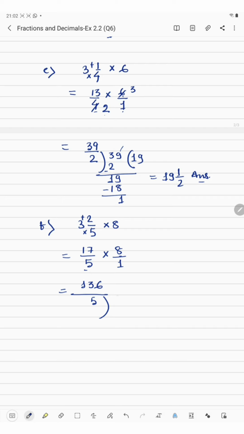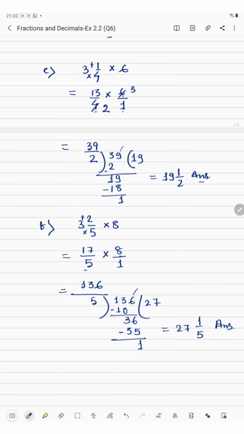Now we have got 136 by 5. Now we will have to convert it into mixed. So 5 2s are 10. Now 13 minus 10 is 3. Now 6 will come down. Now 5 7s are 35. So 36 minus 35 is 1. So the answer will be 27 1 by 5.